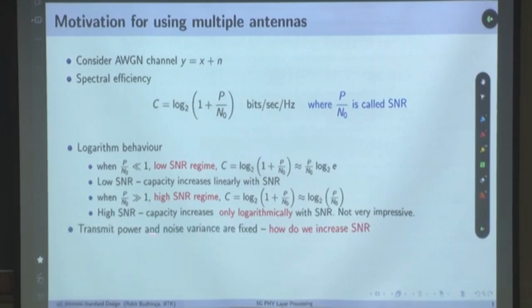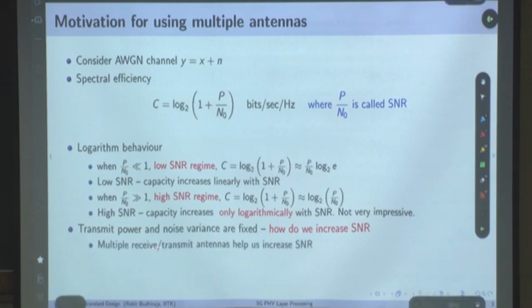Now, what are we saying? The transmit power, the power which is being transmitted, and the noise are fixed. The noise floor, which gets added at the receiver front end, is fixed. You cannot do anything to either of them. Then how are you going to increase the SNR? That's the question we are asking. You look at this P by N naught, that's how we have defined it.